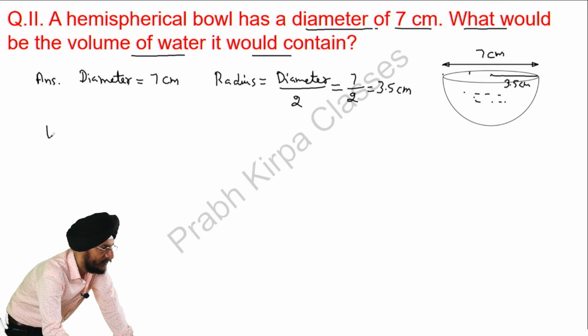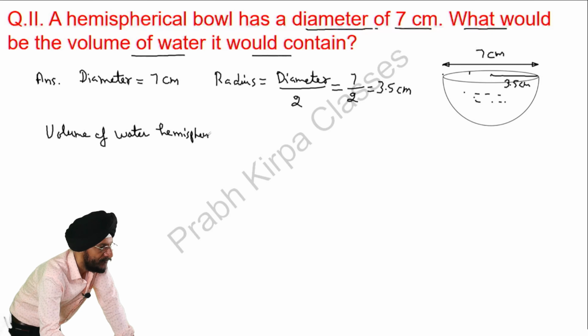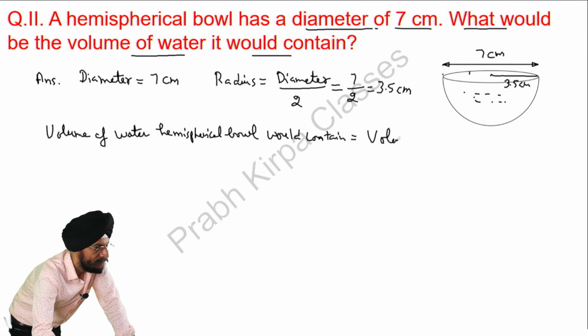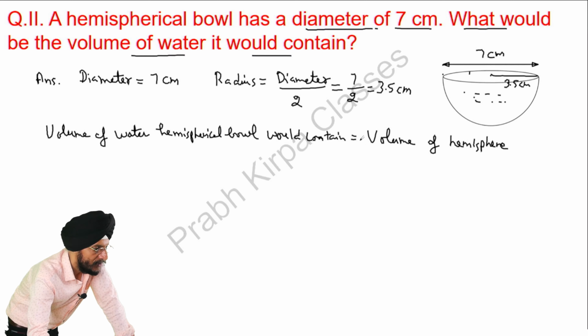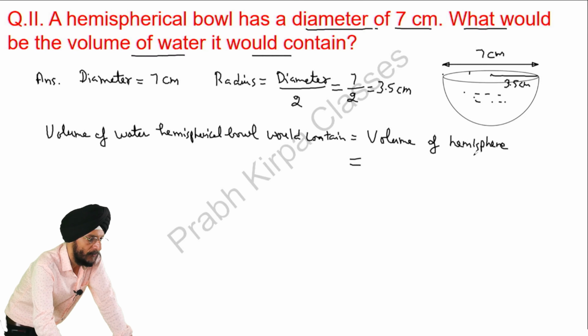Now the volume of water the hemispherical bowl would contain is equal to the volume of the hemisphere or hemispherical bowl. Now what is the formula to calculate the volume of hemisphere?